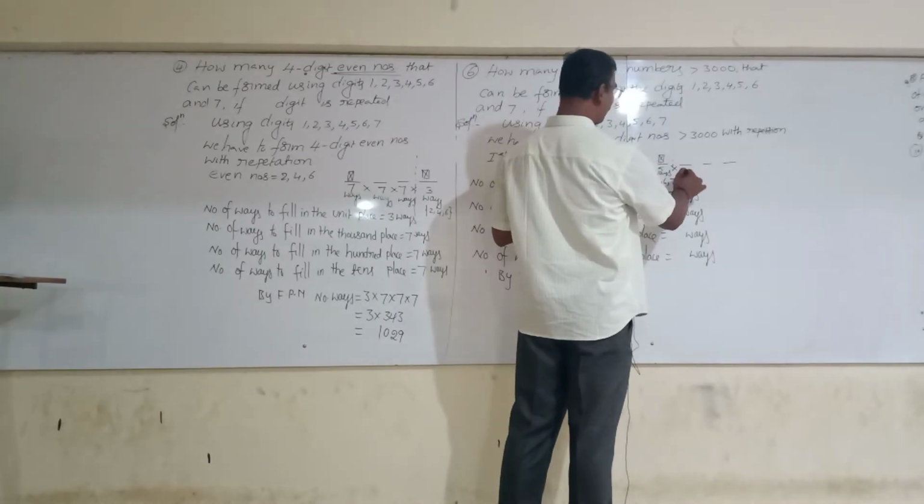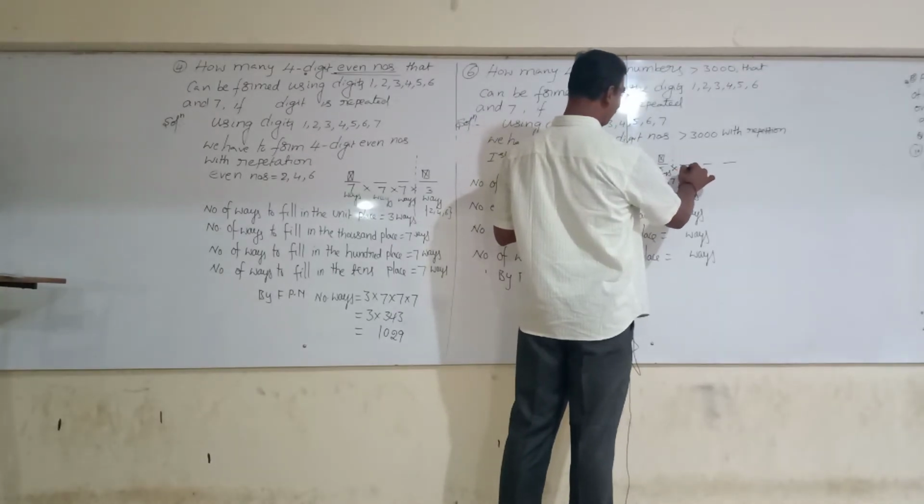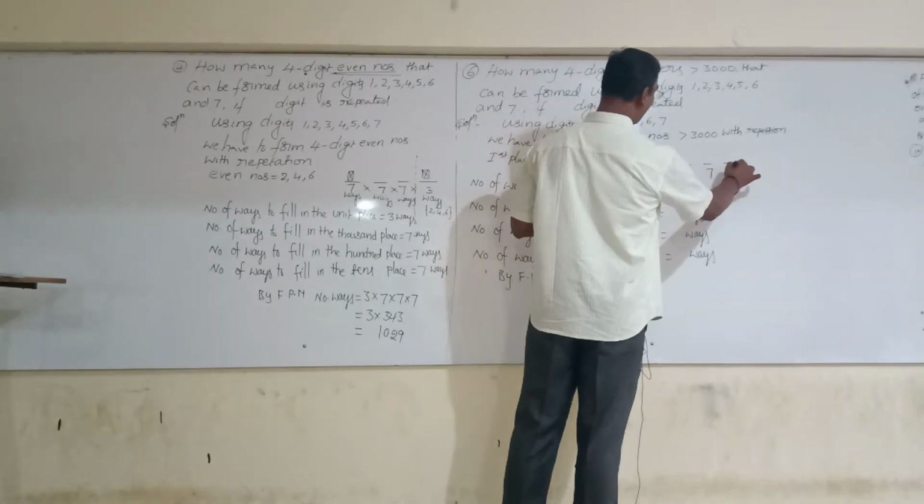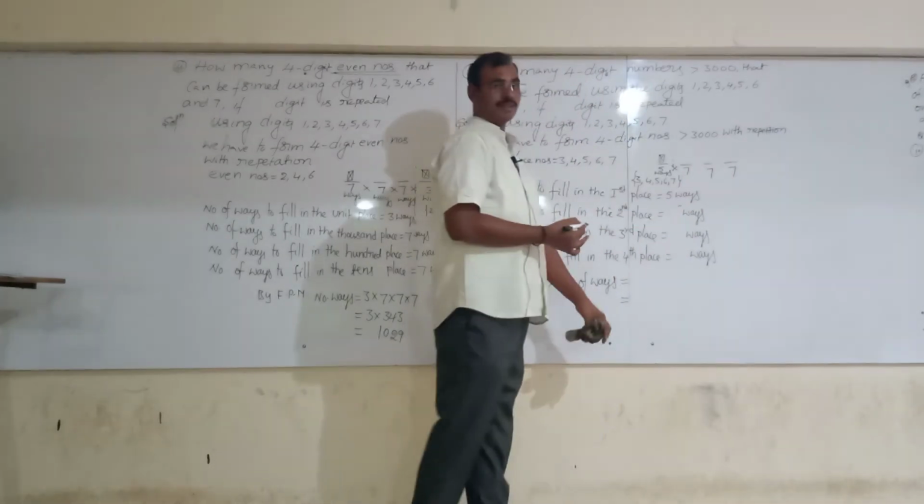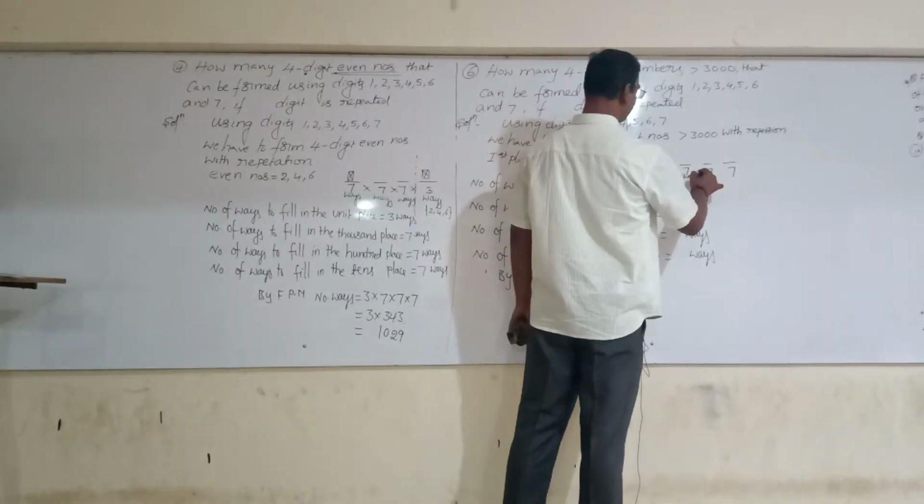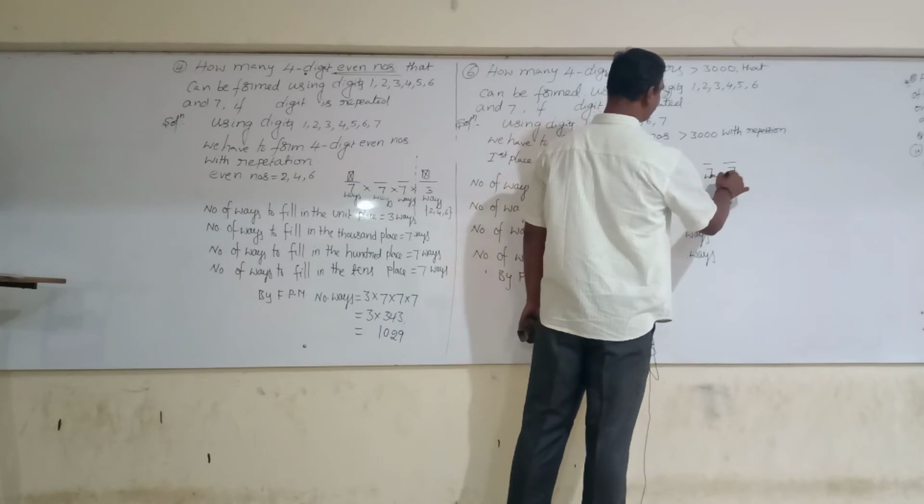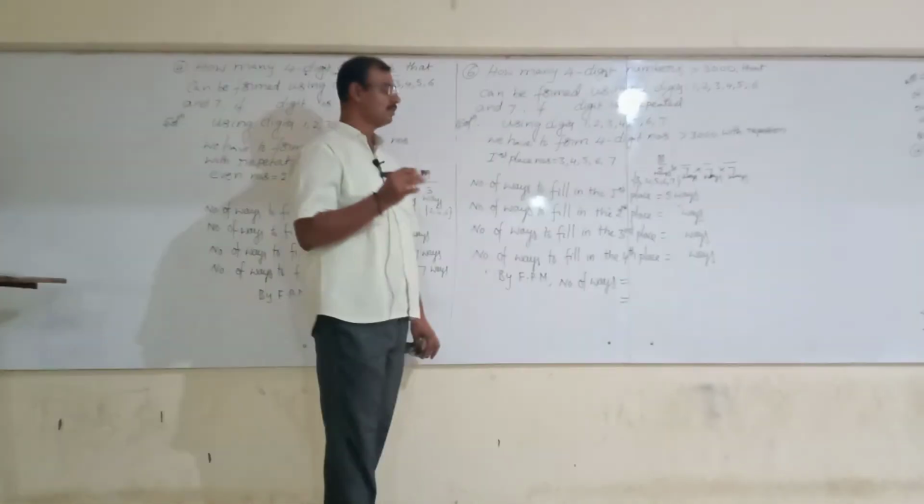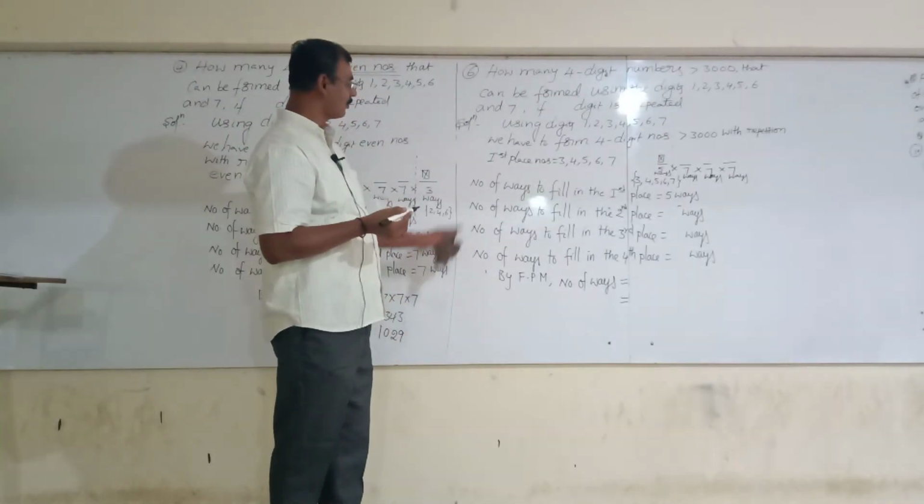How many ways could I fill in the second place? This can be filled in 7 ways. The third place, 7 ways. The fourth place, 7 ways. So what do I do? Do I add or multiply? I have to multiply.